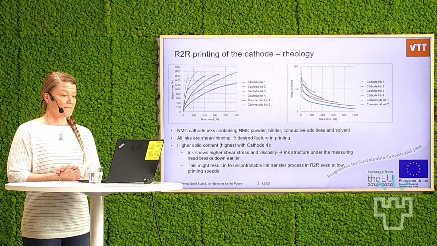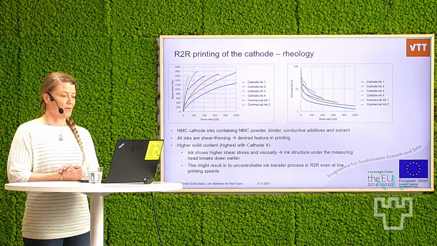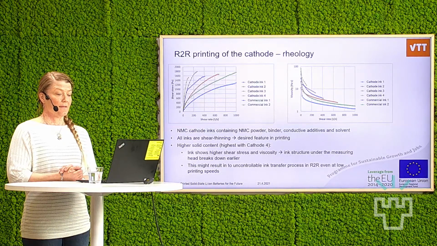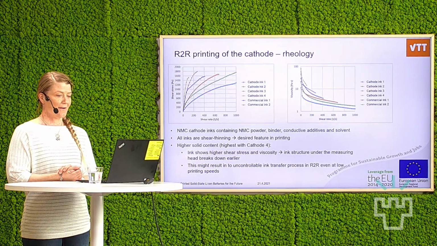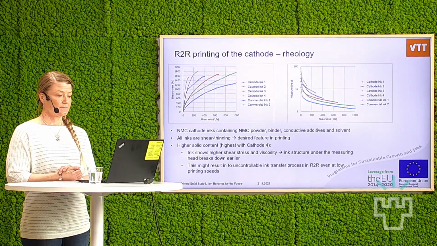And from these graphs, you can see from the viscosity graph that all inks are shear thinning, which means that the viscosity decreases with higher shear rates. And this is a desired feature in printing. So far everything looks very nice. What you can also see is that with this higher solid content, you can get higher viscosity inks.